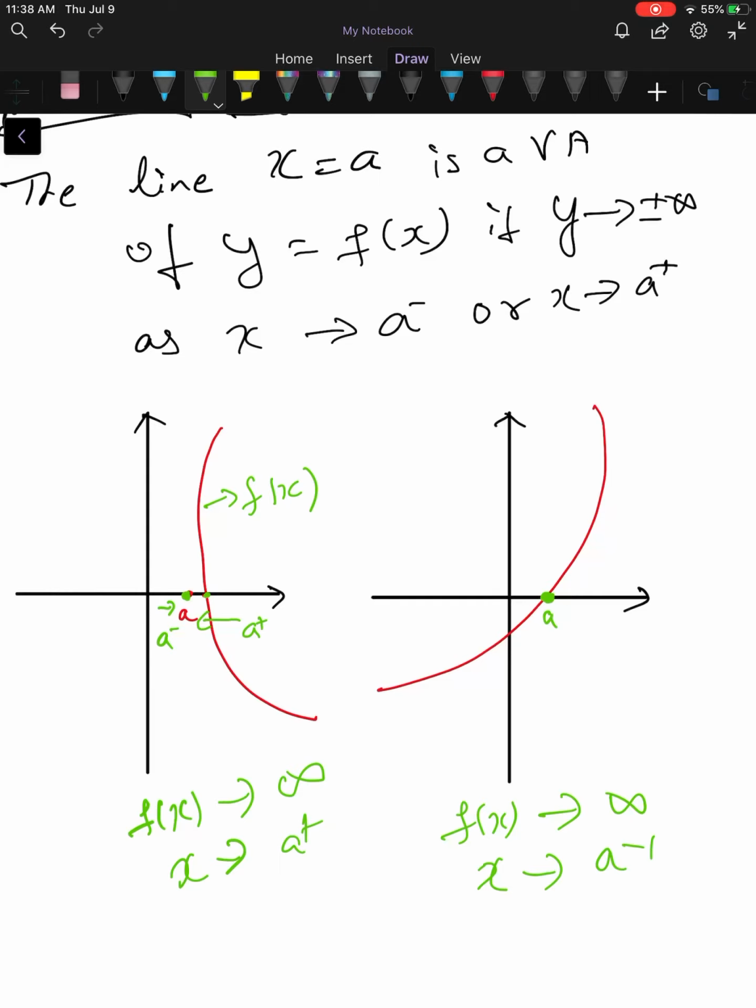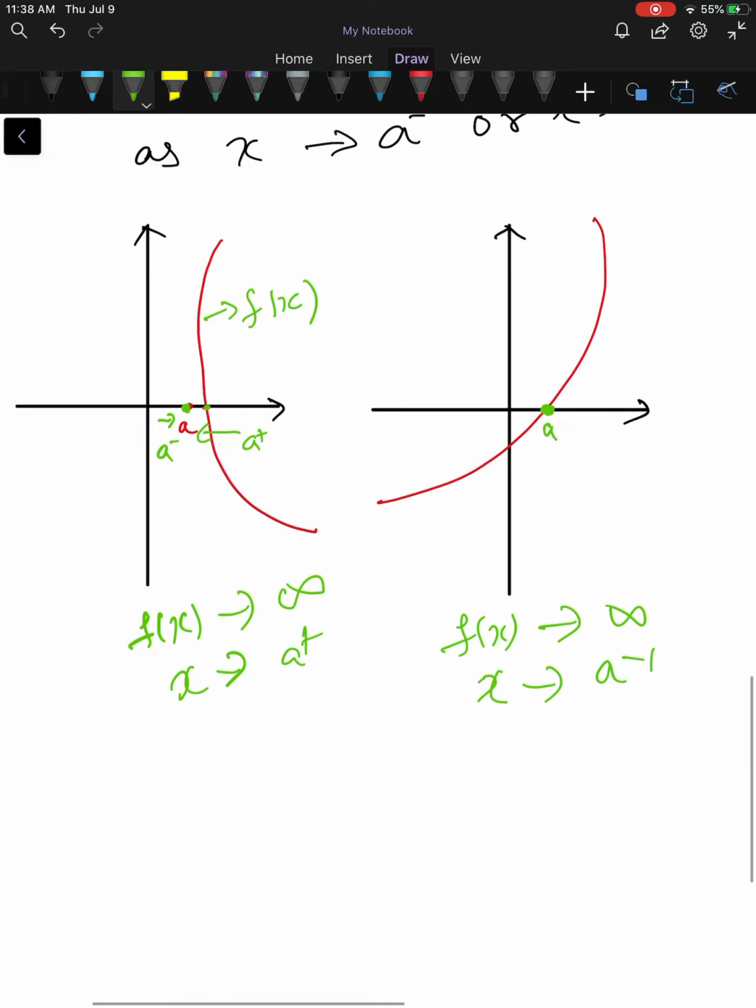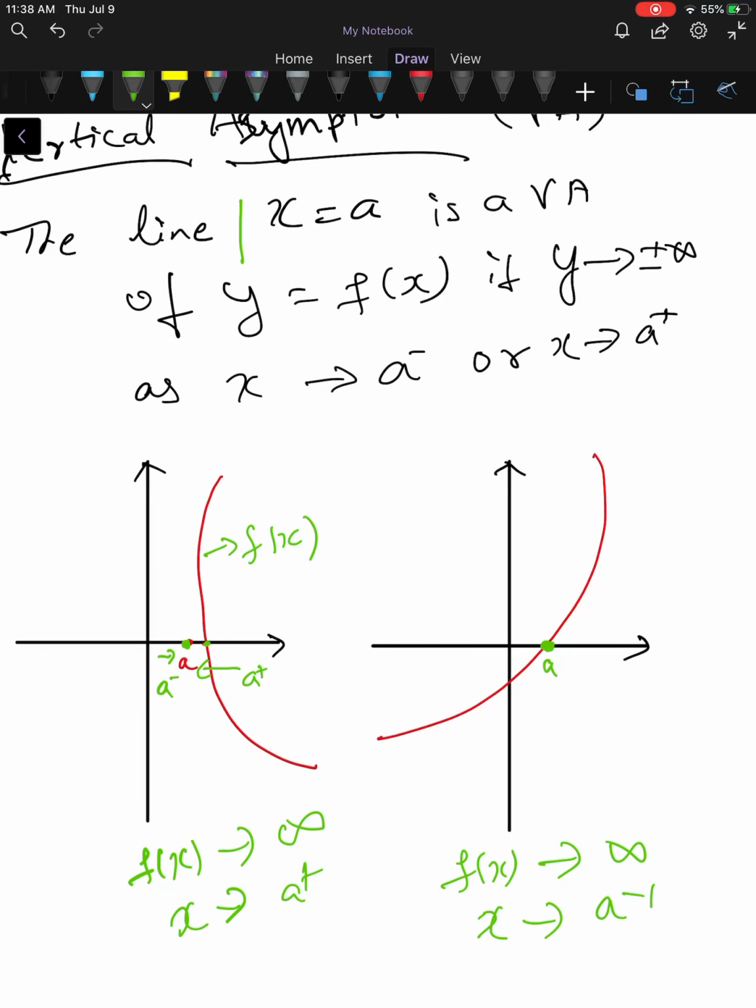So the line which gives us the vertical asymptote is x is equal to a. When do you have a line that can be the y-axis or parallel to the y-axis? When x is constant and your y values are changing, right? So that is your vertical asymptote. A vertical asymptote is that line where the functional value tends towards positive infinity or negative infinity at the constant that x is equal to.